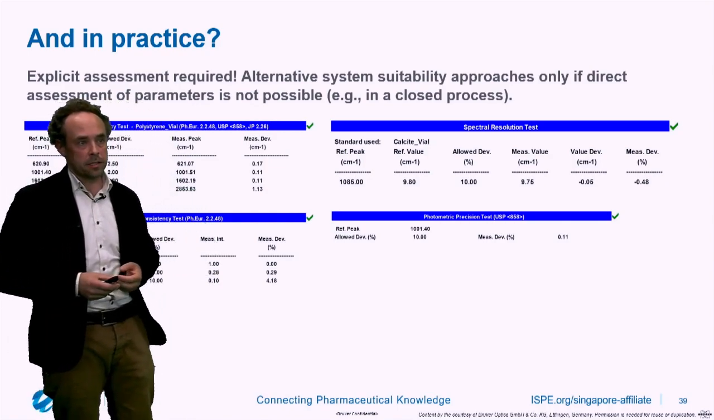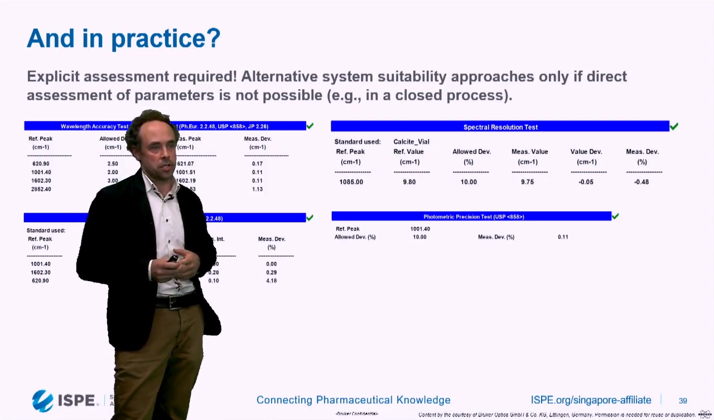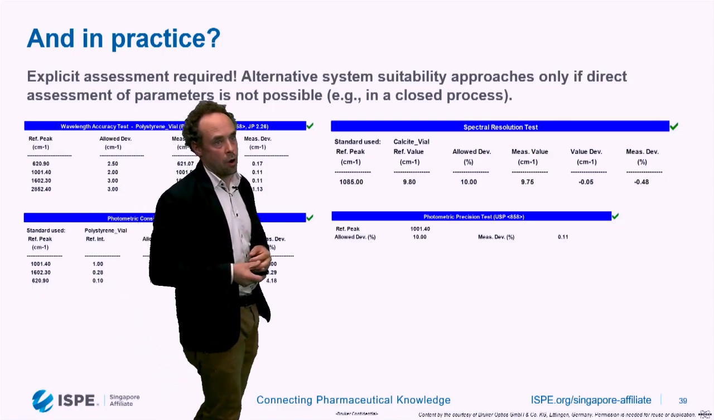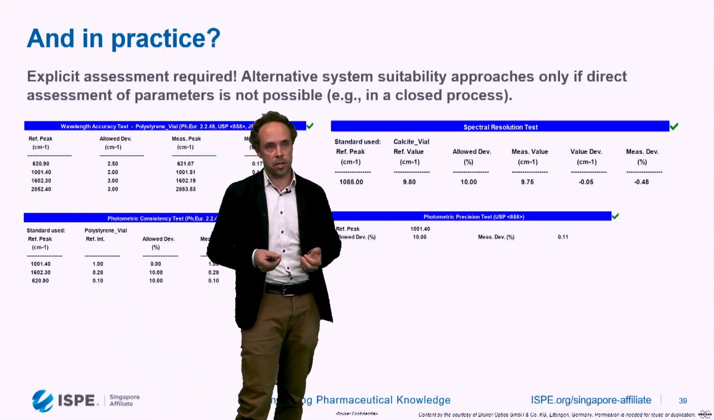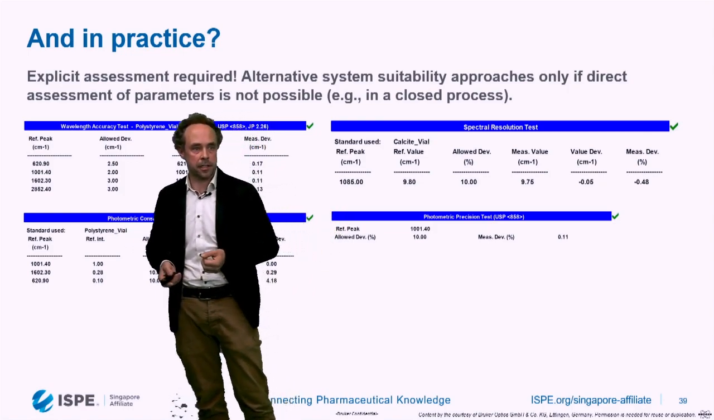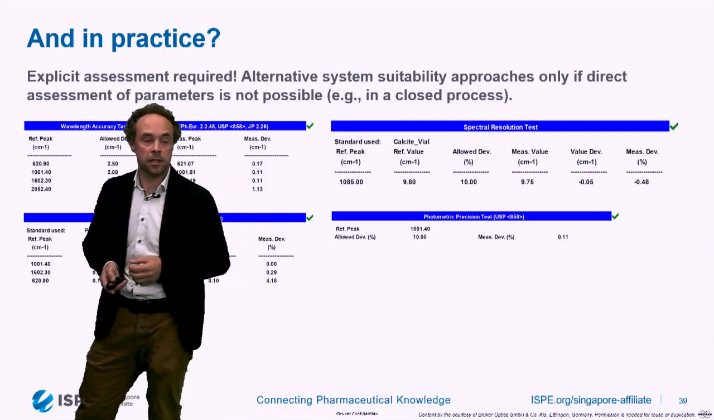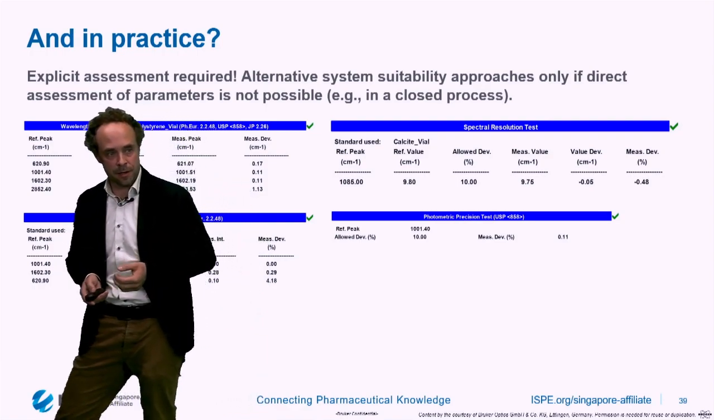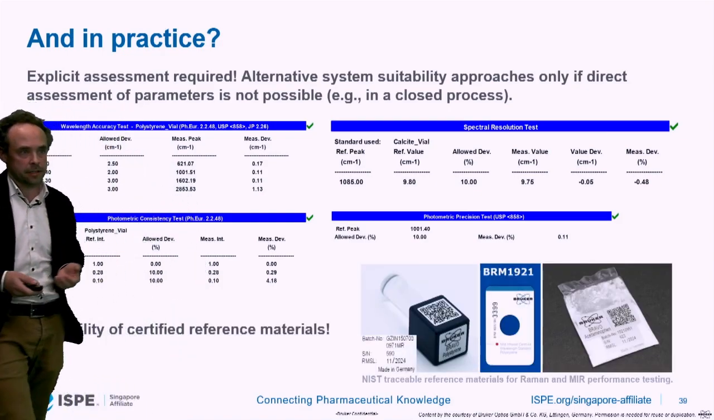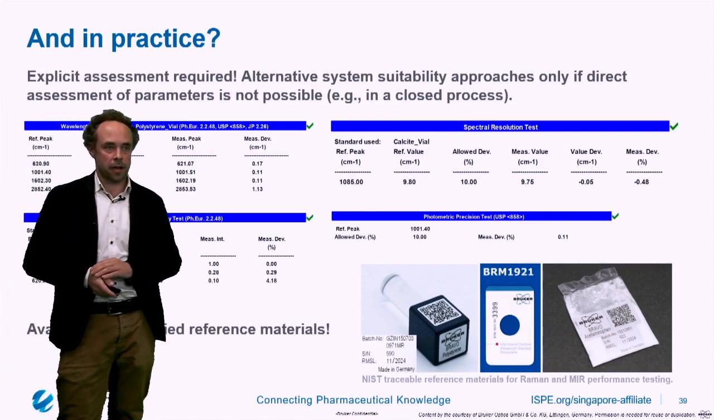And let's say alternative, rather simple system suitability approaches, which only show a fit for purpose and do not directly assess these parameters, should only apply if it's not otherwise possible. For example, if a probe is in a closed process, you cannot just take it out and make, let's say, a reference measurement on a reference standard. And of course, these performance tests need to be done with certified and traceable reference materials, which we do supply with our instruments.